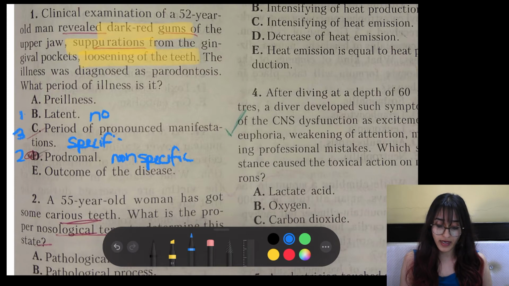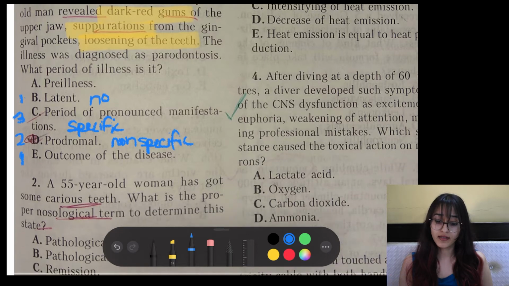And then the last one will be the outcome. The outcome can be favorable or unfavorable. It can recover completely or incompletely, or unfavorable can be its transformation into the chronic form or death.